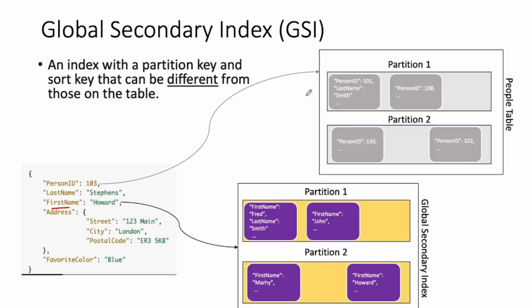Now, the reason why we are depicting two separate illustrations is because a global secondary index is going to store partitions separately. In addition to the partitions for the table, a global secondary index is going to store its partitions separately. So there are cost implications to this. It provides a lot of flexibility, but there are cost implications as well.